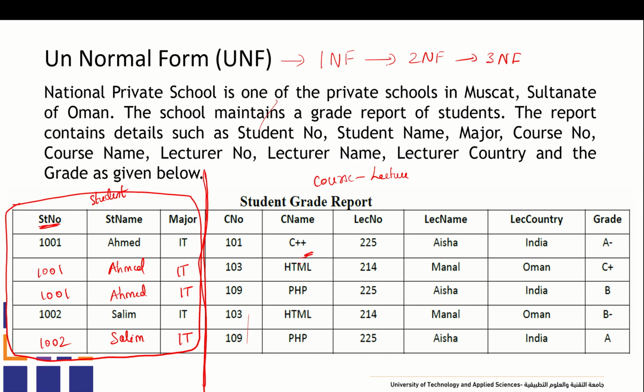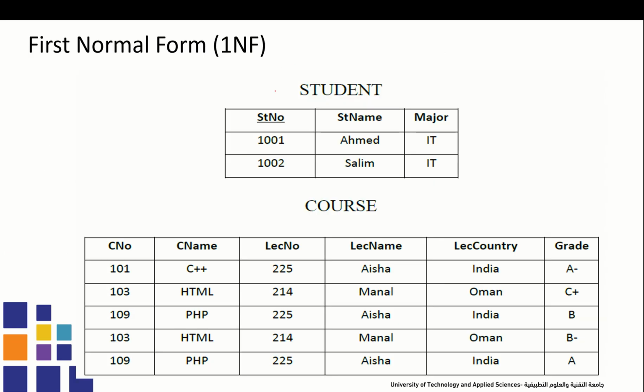See, the primary key of this table will be student number and course number. You have to copy the primary key to another table. So I have to copy the primary key to another table. So see here, this will be the result. Student number will be in one table.